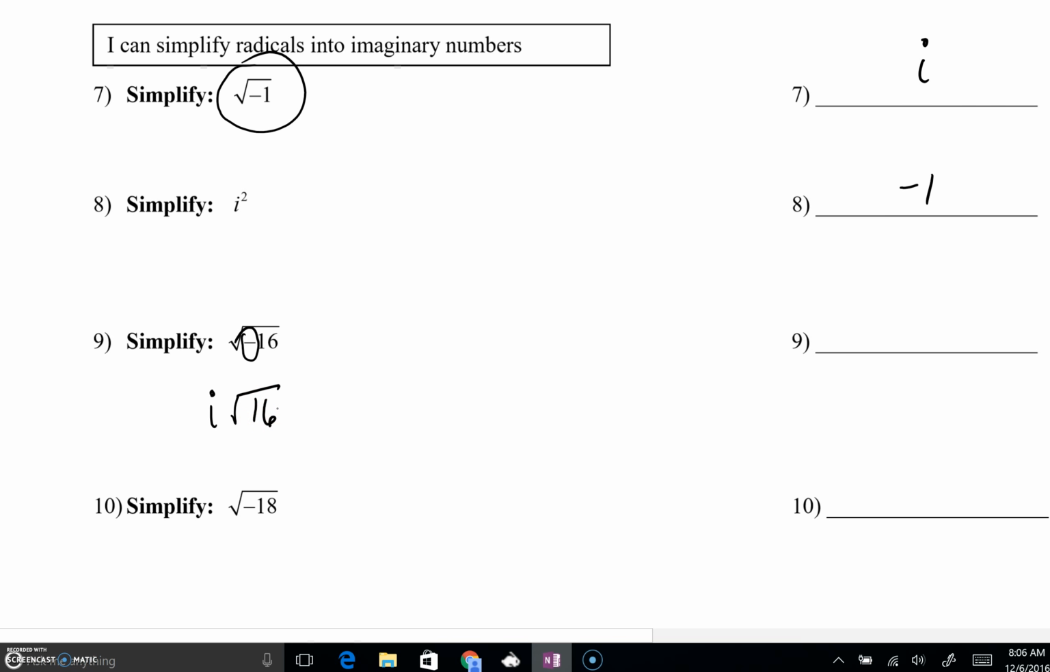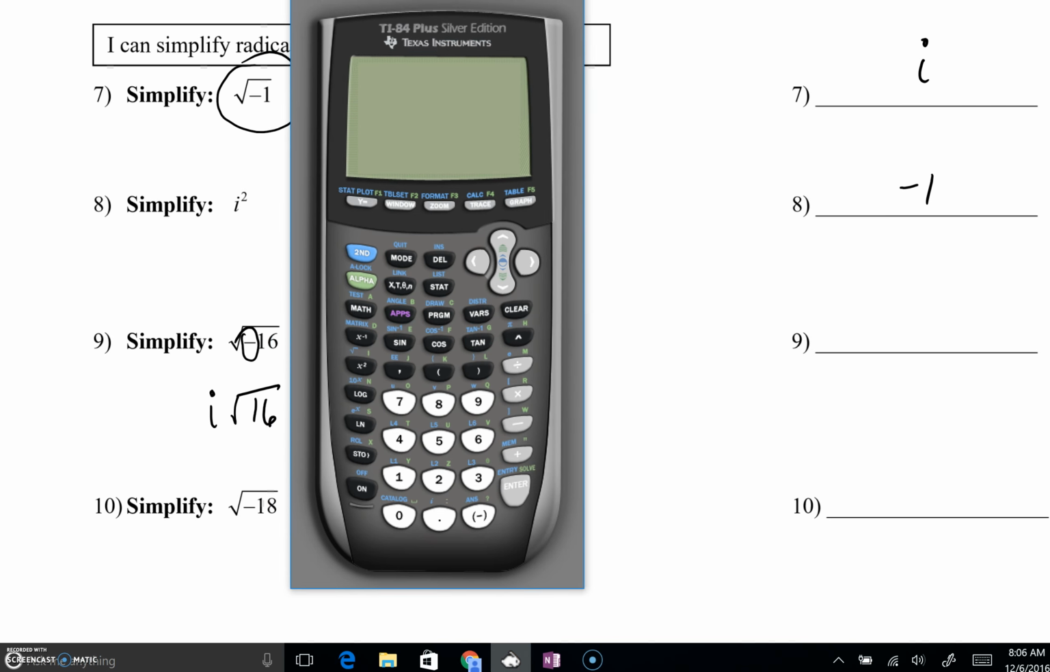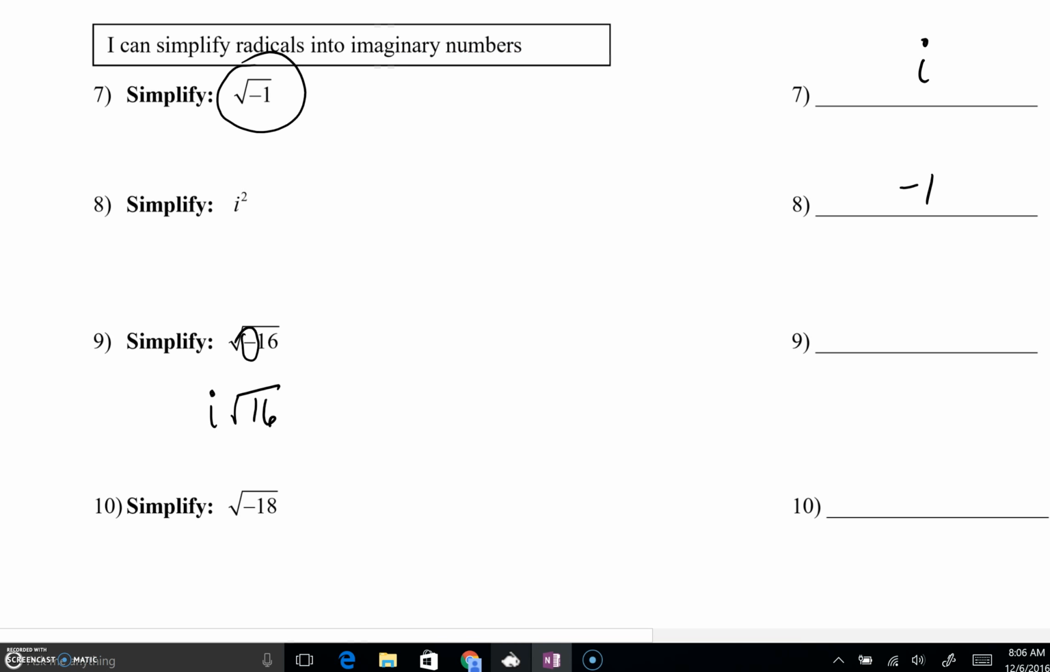The square root of 16 is one of those wonderful numbers that is a perfect square. You could confirm very quickly that the square root of 16 is just a 4. What number times itself is 16? It's just a 4. Final answer here would be 4i.